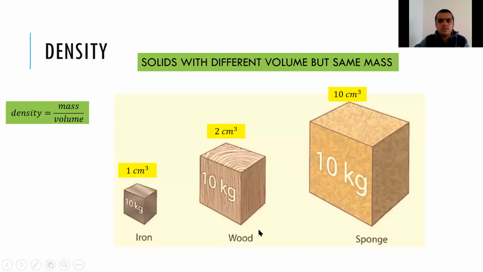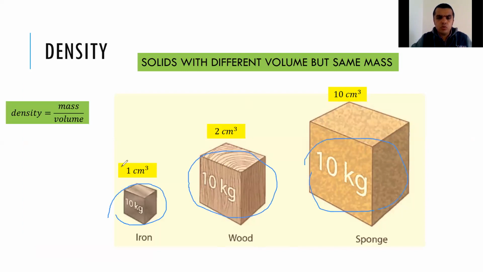Now, a different case. We used to have the same volume but different mass. But in this slide, we have the same mass, 10 kg, 10 kg, 10 kg, but different volumes. What is the volume here? 1 centimeter cube, 2 centimeter cube, 10 centimeter cube. So the solids have different volume but the same mass.